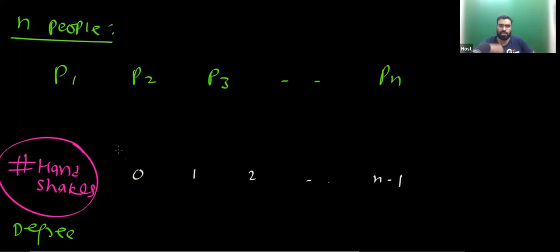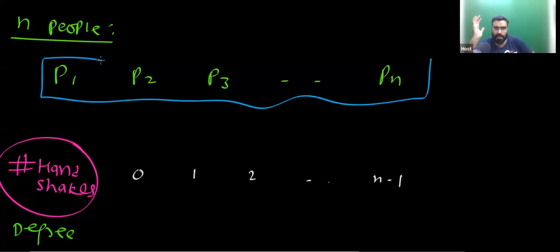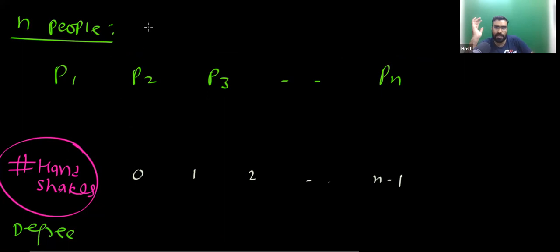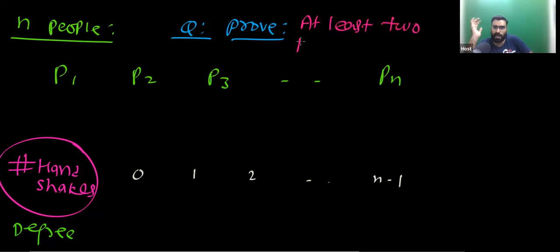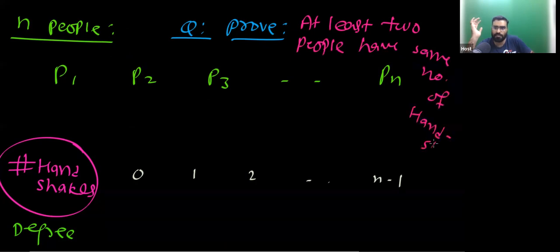So tell me what the question is asking. The question is asking to prove that at least two people will have the same number of handshakes. See, the question is: prove that at least two people in this party have the same number of handshakes. Means at least two people have the same degree.